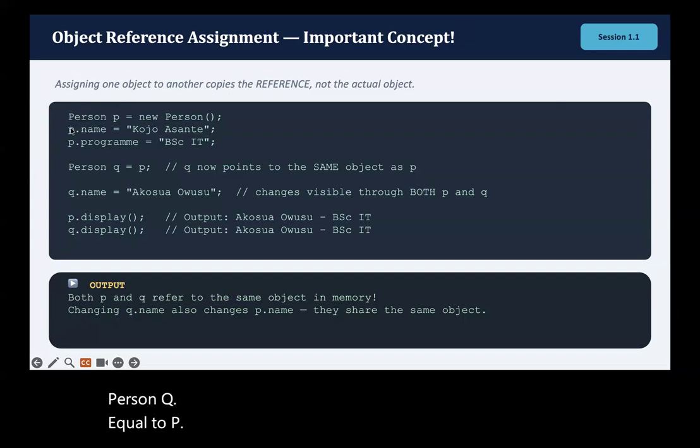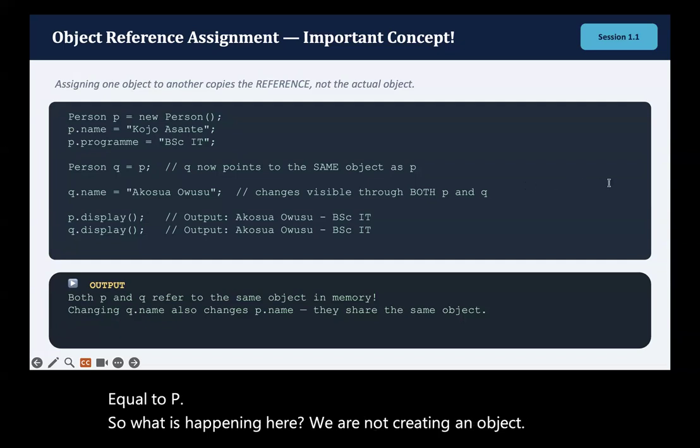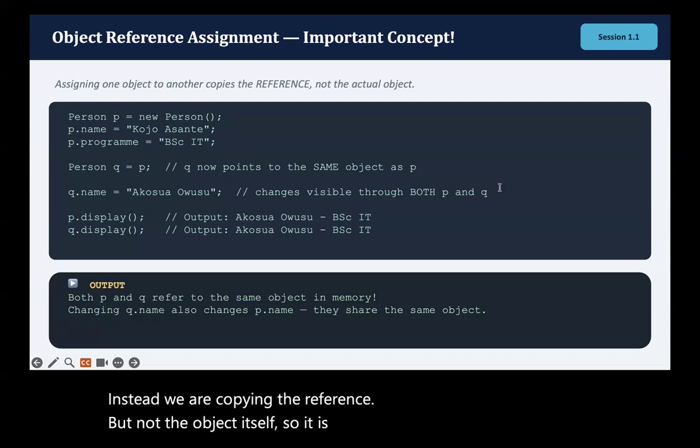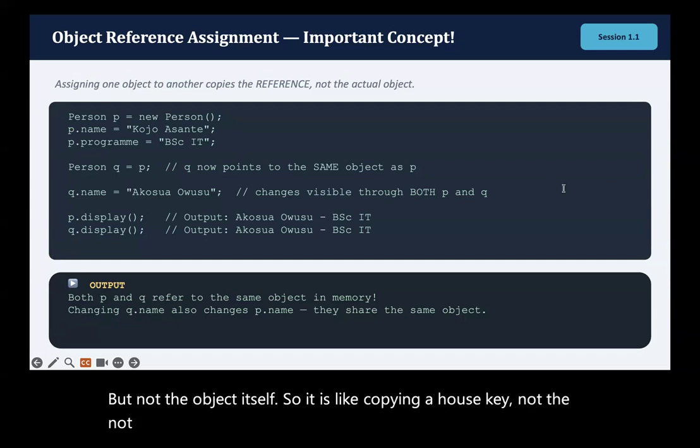So what is happening here? We are not creating an object. Instead, we are copying the reference, not the object itself. So it is like copying a house key, not building a new house. So both p and q point to the same object in memory.